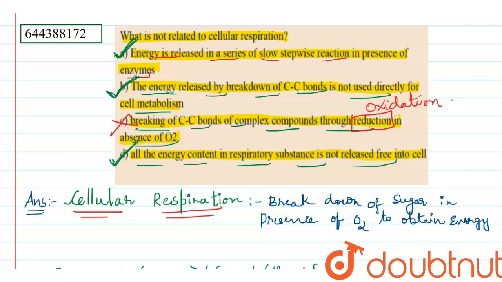So our answer for the question is the statement which is not related to cellular respiration is statement C, that is breaking of CC bonds of complex compound through reduction, which is wrong. It's an oxidation reaction. So our answer for the question is option C.